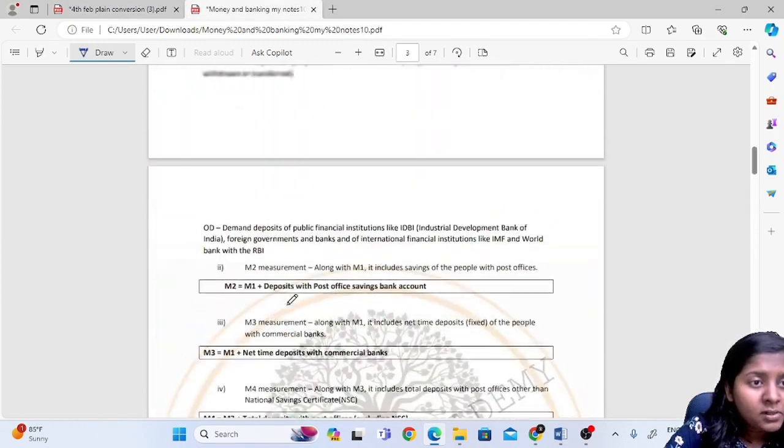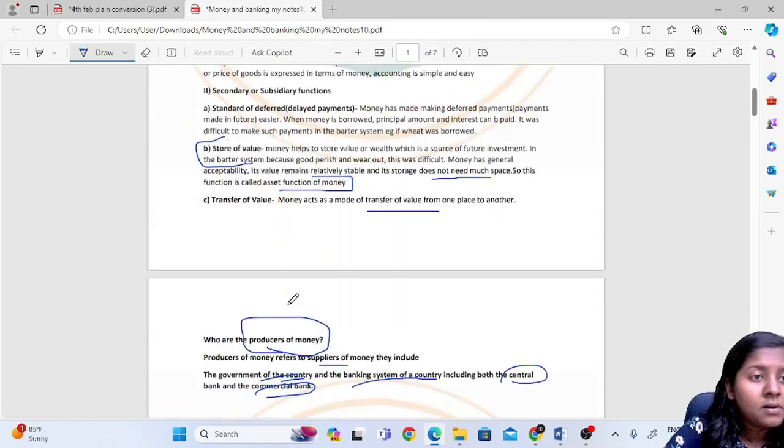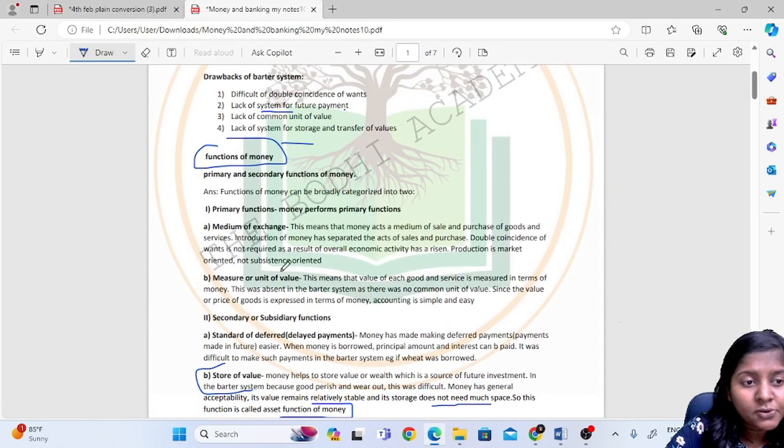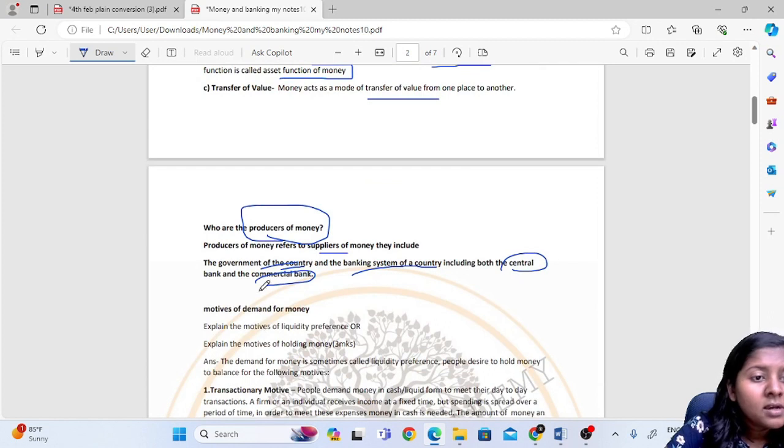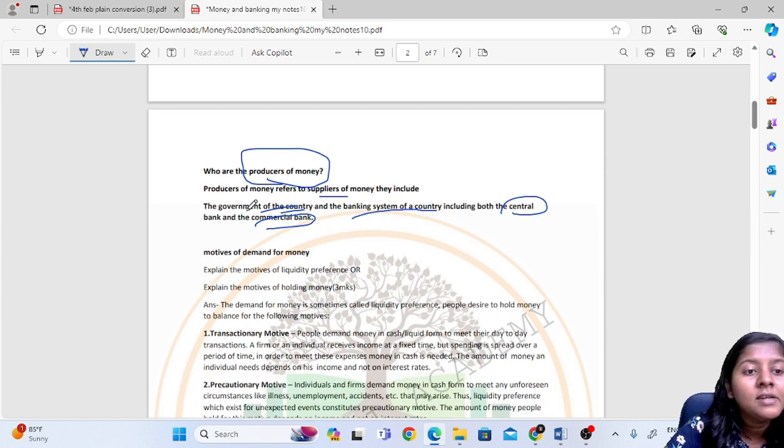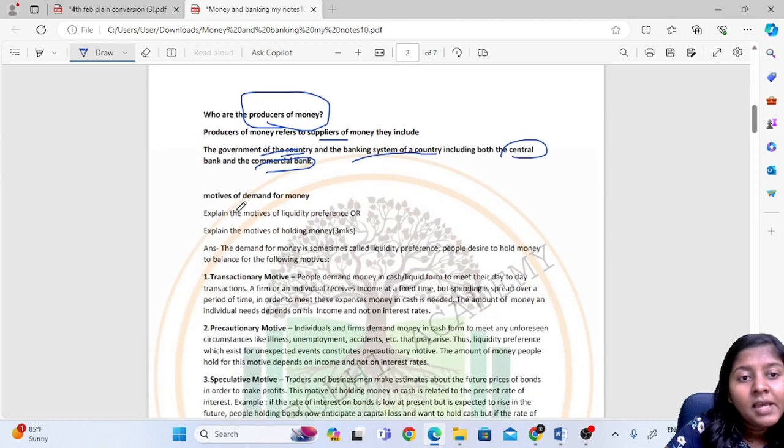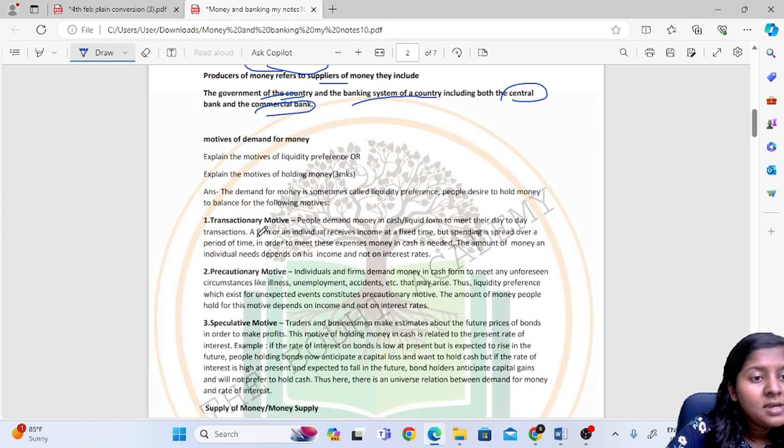Coming back to who are the producers of money: producers of money refers to the suppliers, as I told. And who are the suppliers of money? They include the government of the country and the banking system of the country, including the central and the commercial bank.